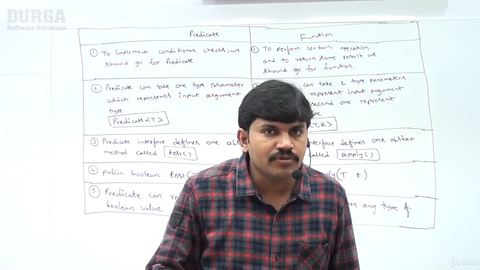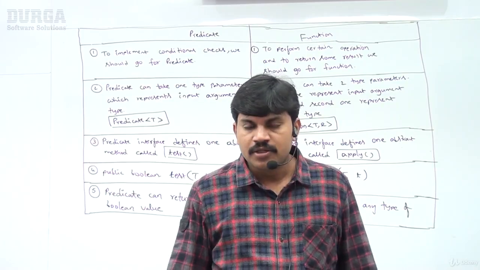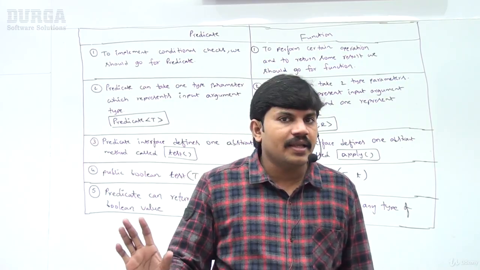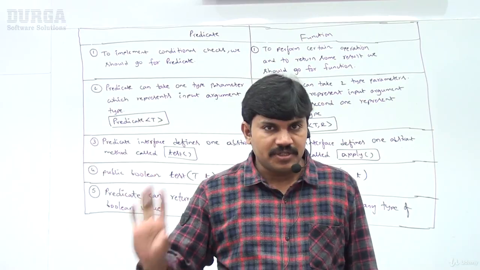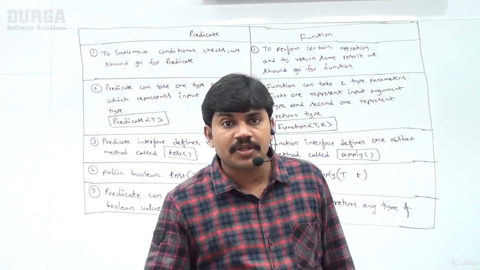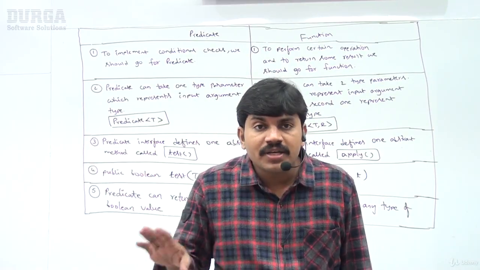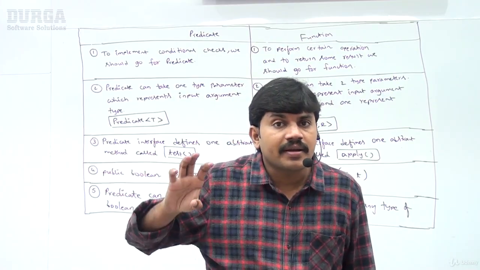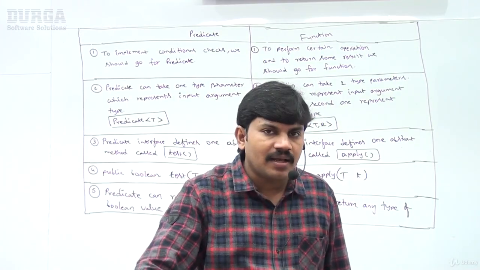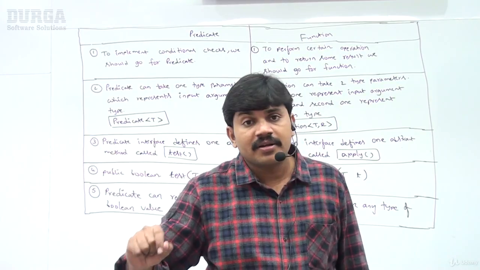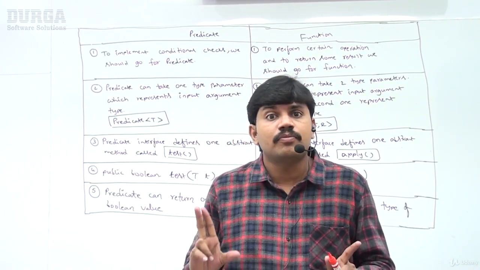The return value need not be boolean. Next, predicate can take only one input parameter, only one type parameter, which represents the input parameter only. We are not required to specify the return type parameter because in the case of predicate, return type is always Boolean type only.